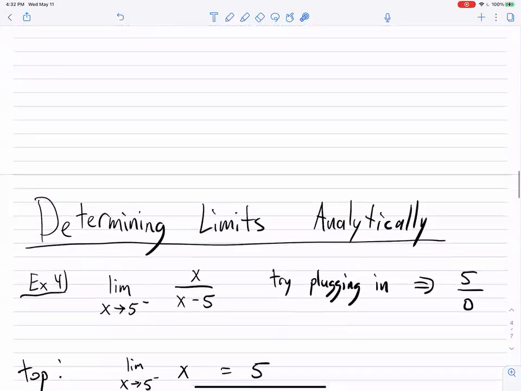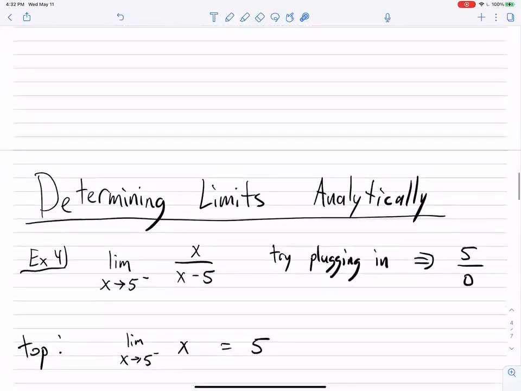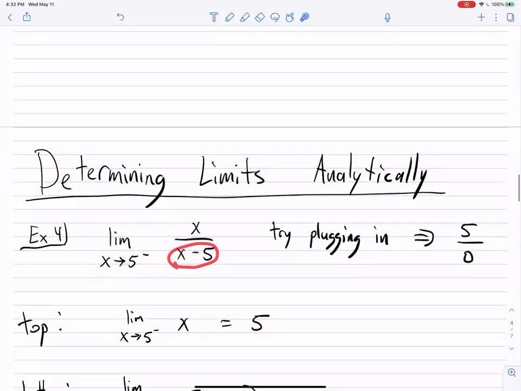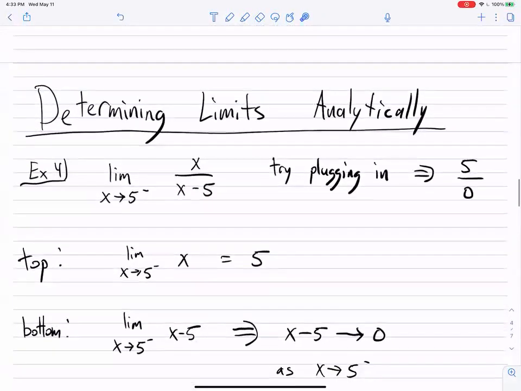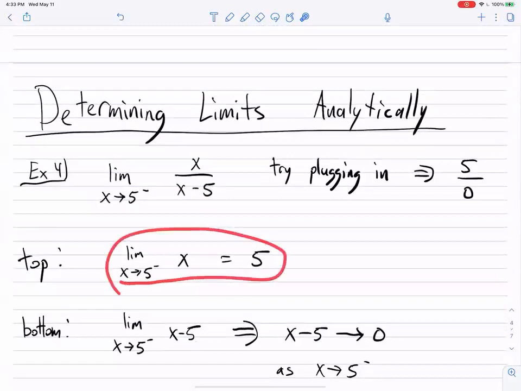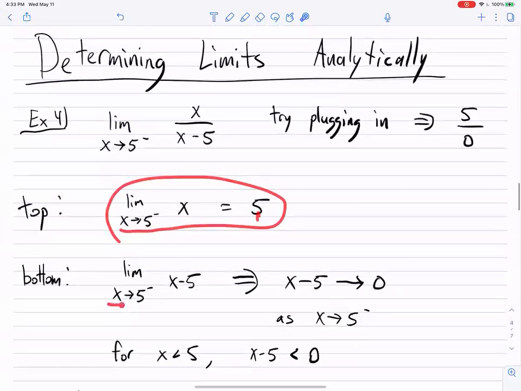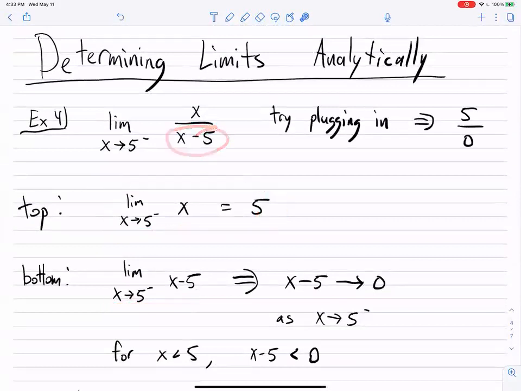Well, let's do an example. This example is taking the limit as x approaches 5 from the left. That means we're plugging in numbers smaller than 5. If we try plugging it in, you just get 5 over 0. What's happening with the top? Well, the top is going to 5. What is happening to the bottom? Well, if you plug in 5 in the bottom, it's going to 0. But how is it getting to 0?